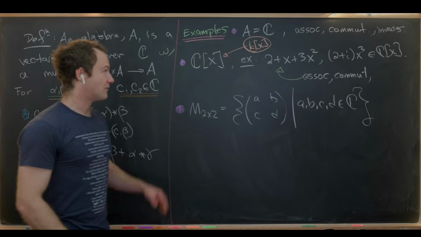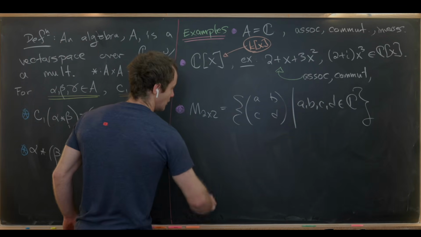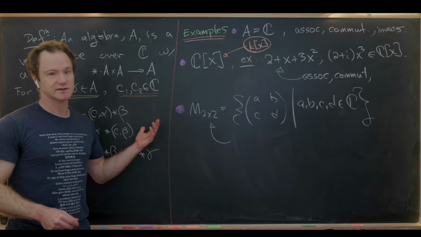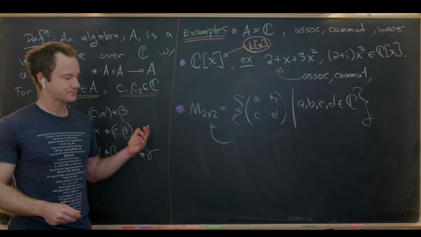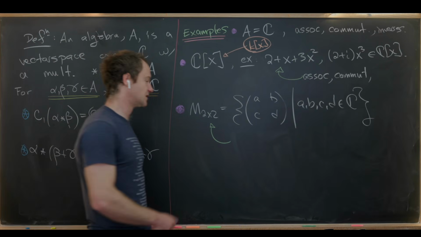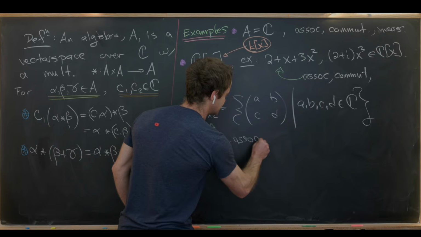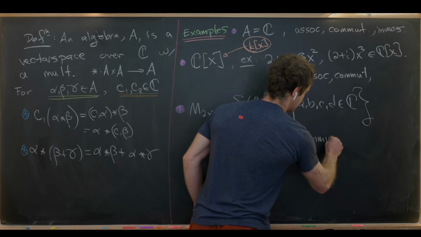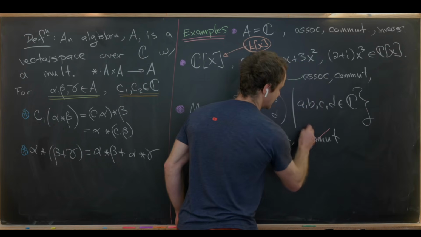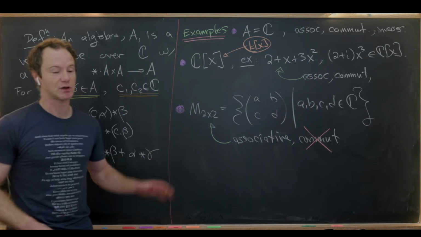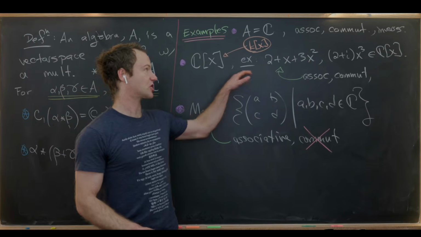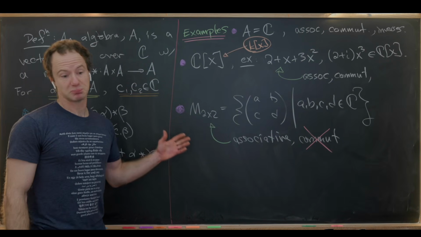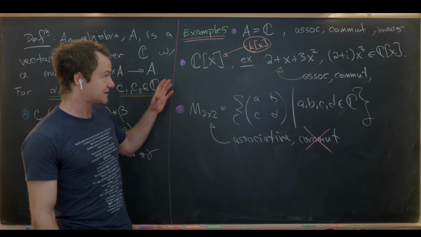So from linear algebra class, I should say, what's the multiplication? Well, it's going to be multiplication of matrices. And from linear algebra class, we know that multiplication of matrices is associative, but it is not commutative. So we could put commutative there and then just put an X to it. So it's not commutative. So we've lost one of our structural elements that we had in our previous two examples.